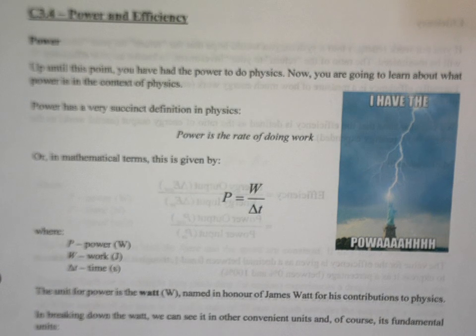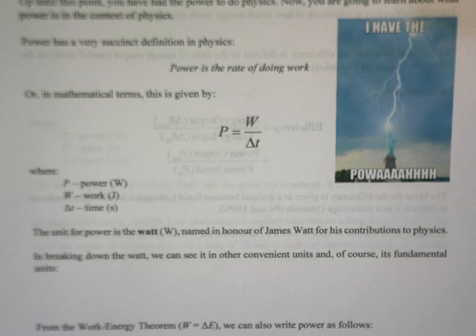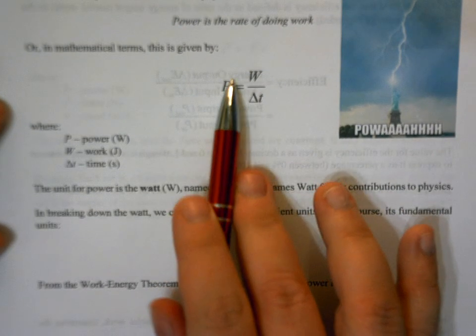Right, the last thing we have to talk about in this gargantuan unit in Physics 20, so it's finally coming to a close after oh so long, is power and efficiency. So power is the first thing we're going to talk about, and power has a really nice quick definition. It's the rate of doing work, so it's how much work you're doing per unit time. So mathematically, we could say that the power is work divided by the time.